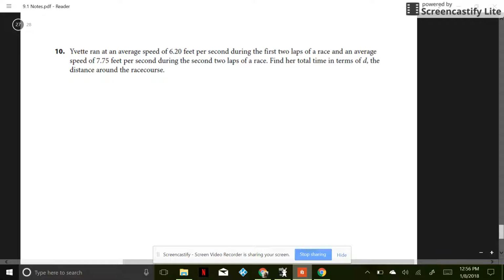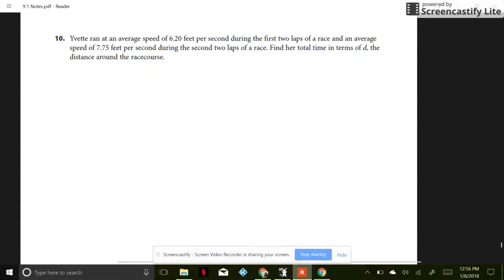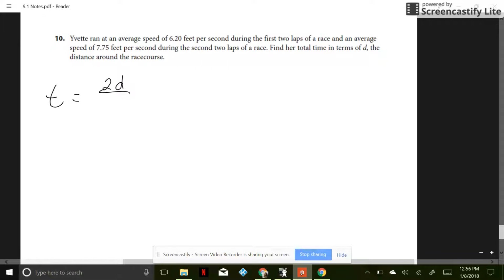Yvette ran an average speed of 6.2 feet per second during the first 2 laps of a race and an average of 7.75 feet per second during the second 2 laps of the race. Find her total time in terms of d, the distance around the race course. So same situation. However, this time her distance is 2 laps each time. So we'll have 2 times the distance over the first rate of 6.2 plus 2 times the distance over her second rate of 7.75.